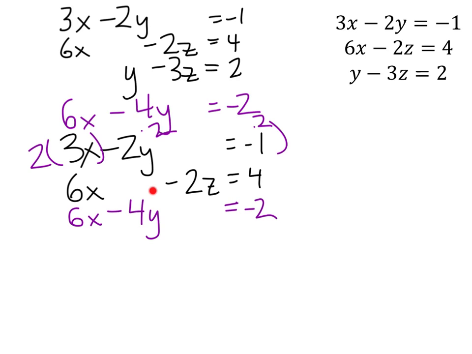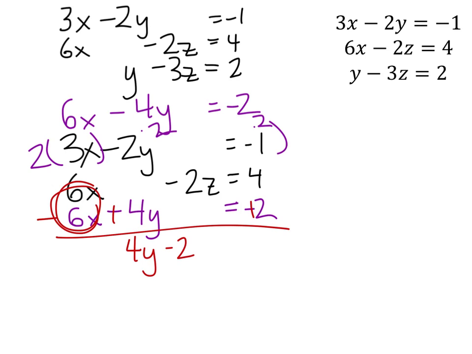We have this black and the purple equations, and in order to eliminate that 6x on both of them, we simply need to subtract one of the equations. So we'll add that 4y and we'll add that 2 there. So this now eliminates, and we're left with 4y minus 2z equals 6. And this is a key equation. We're going to want to keep track of that.